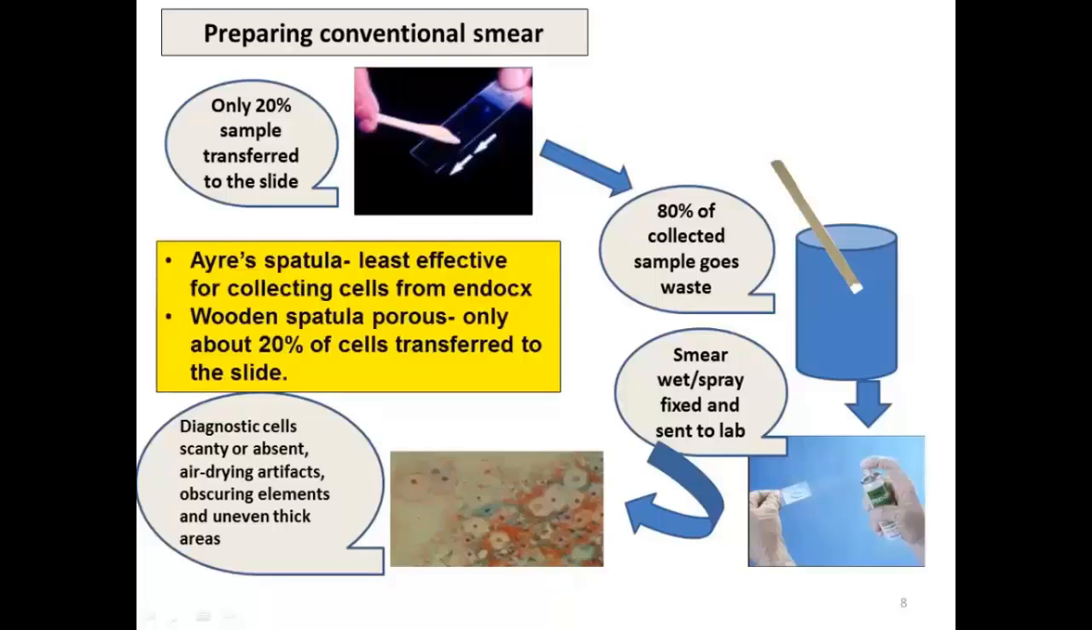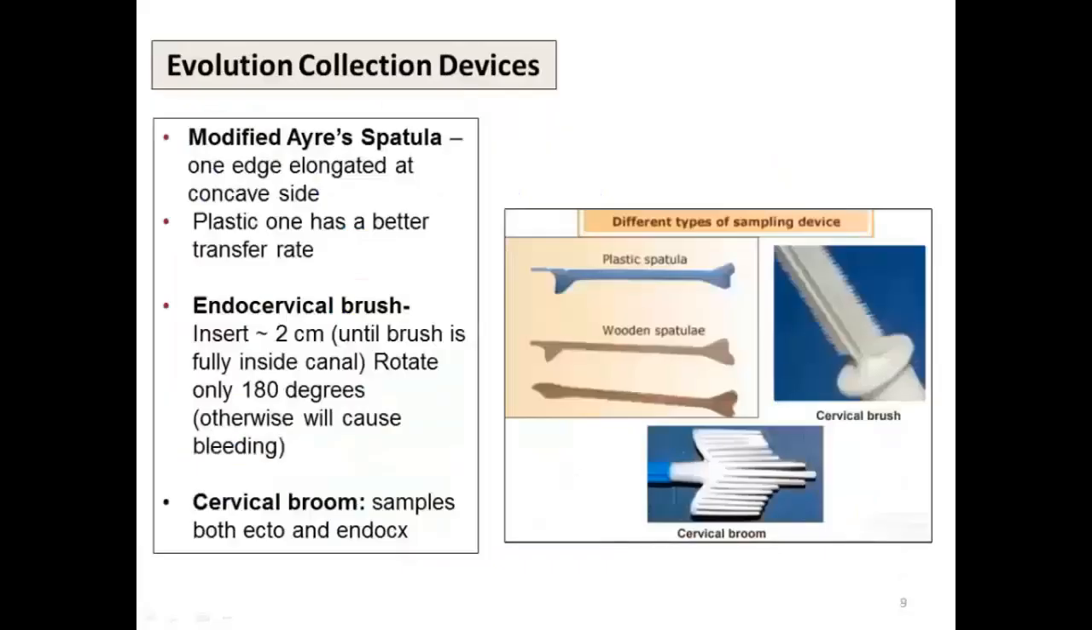So it was realized that our spatula was least effective for collecting cells from the endocervix, which is very important to sample, particularly the squamocolumnar junction, which is the site for the origin of the precancerous lesions. And this material was wood, and the porous nature of this wooden spatula also hindered the transfer of cells to the glass slide.